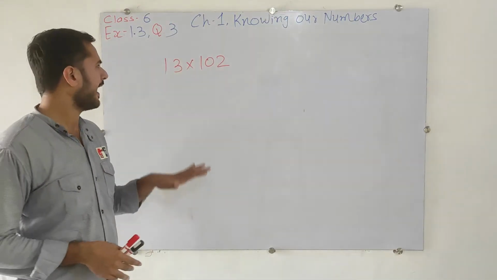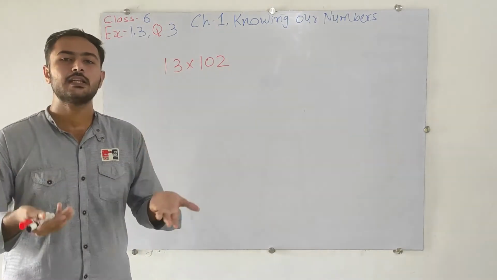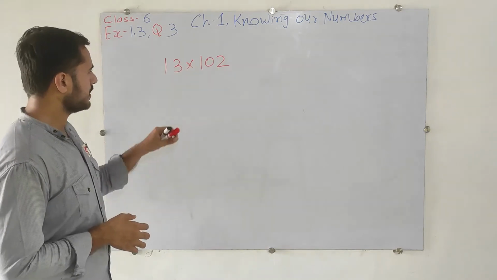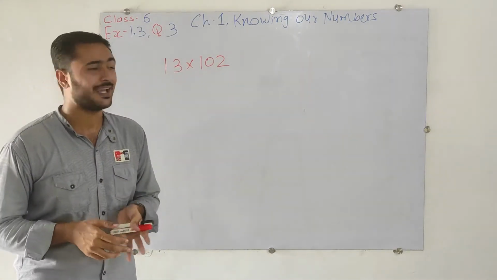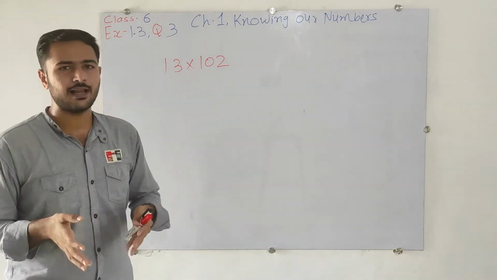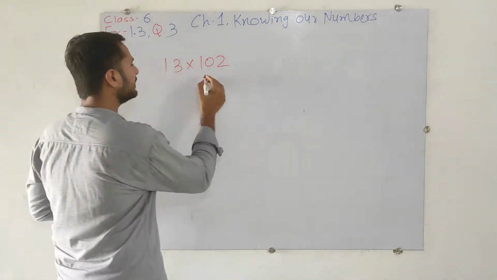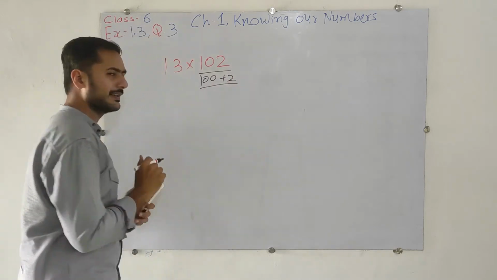Now let's learn how to do the calculation for 13 multiplied by 102 by the expansion form, by the bracket method. First of all, just notice that here is 13 and here is 102. Actually, 102 is the larger number. 13 is quite okay, but 102 is really a large number. So how will we solve that? For 102, can I write 100 plus 2?